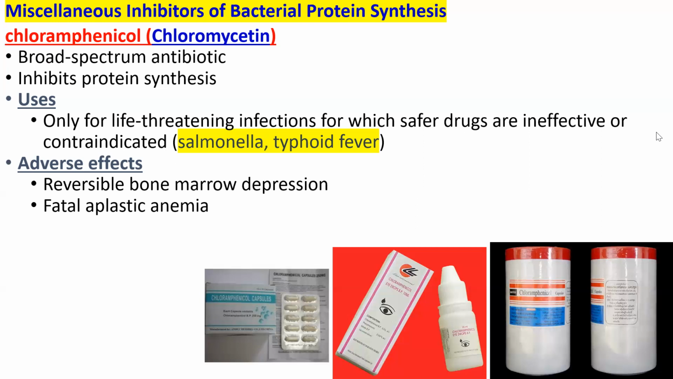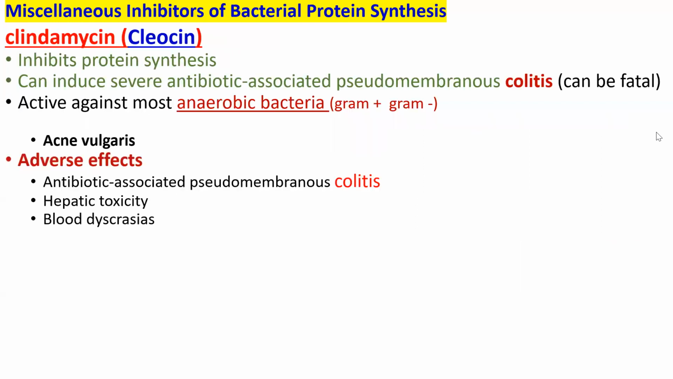Chloramphenicol can lead to reversible bone marrow suppression or depression. It can lead to fatal aplastic anemia. It can lead to Gray syndrome, G-R-A-Y, Gray syndrome. That's when the liver becomes unable to metabolize or excrete the drug. There are also severe GI symptoms, and it may also cause peripheral neuropathy.